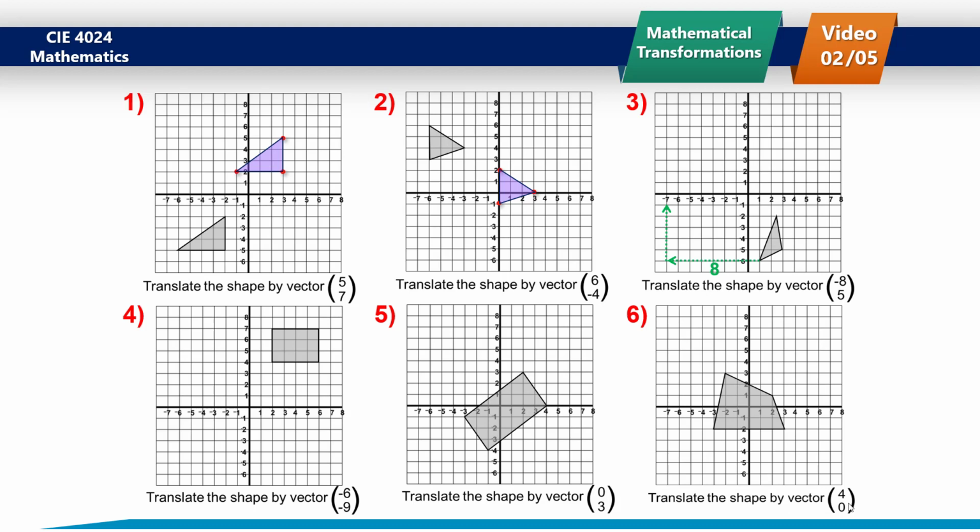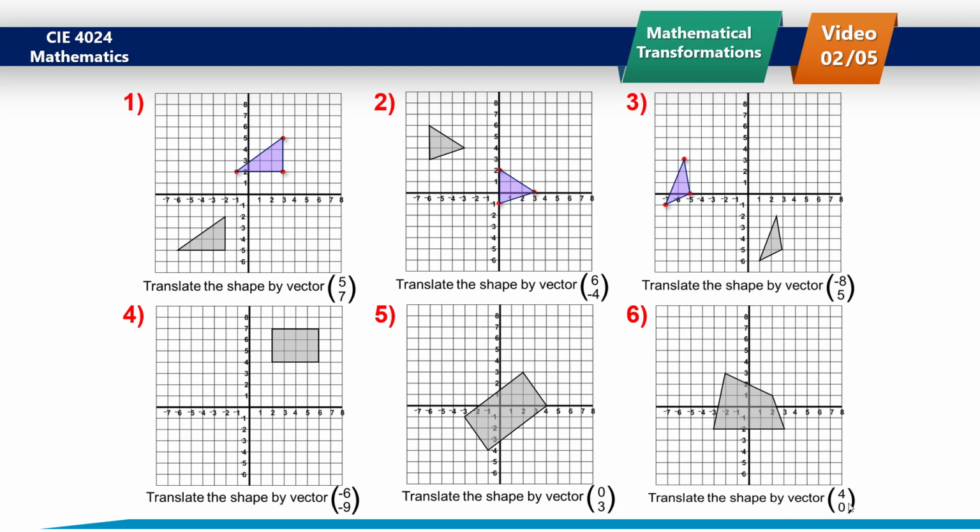Same with this one, the question number 3, it's translate the shape by vector -8 and 5. So I will move 8 units leftward and 5 units upward. So this is the first point, and the second point will be translated the same way, 8 units leftward and 5 units upward. Same with the third one, and when I join them, the translated image will be there.